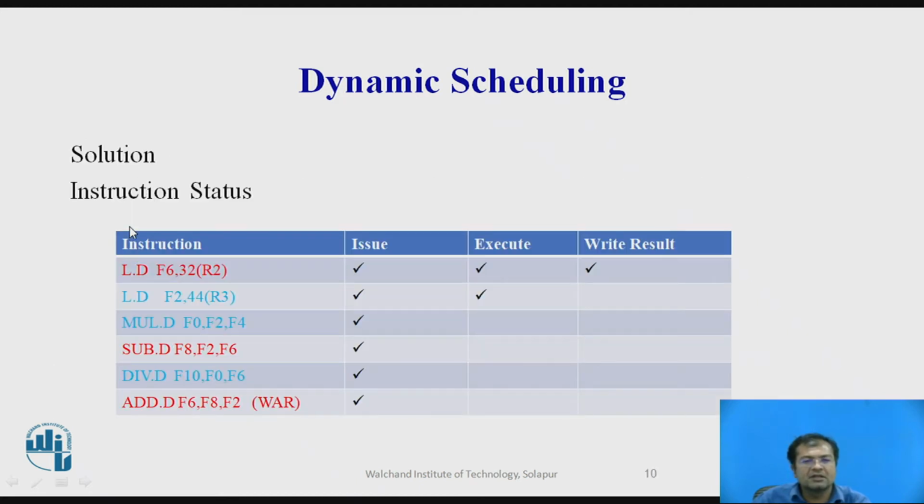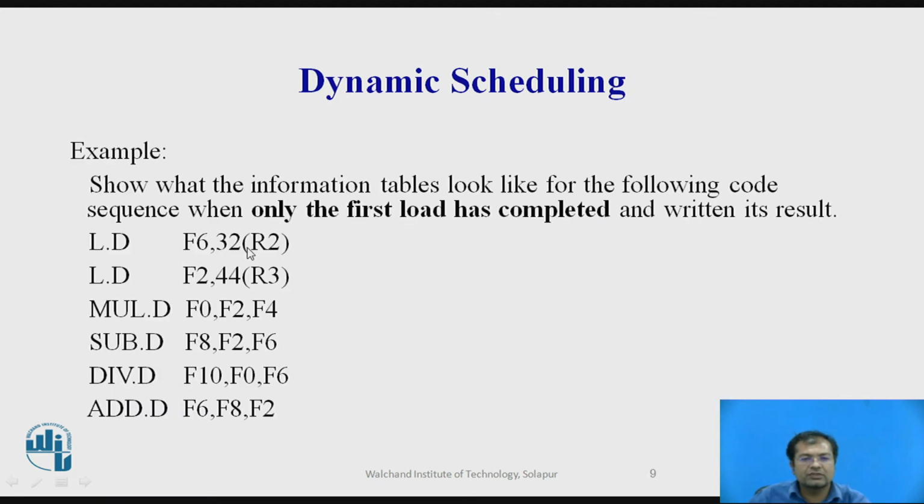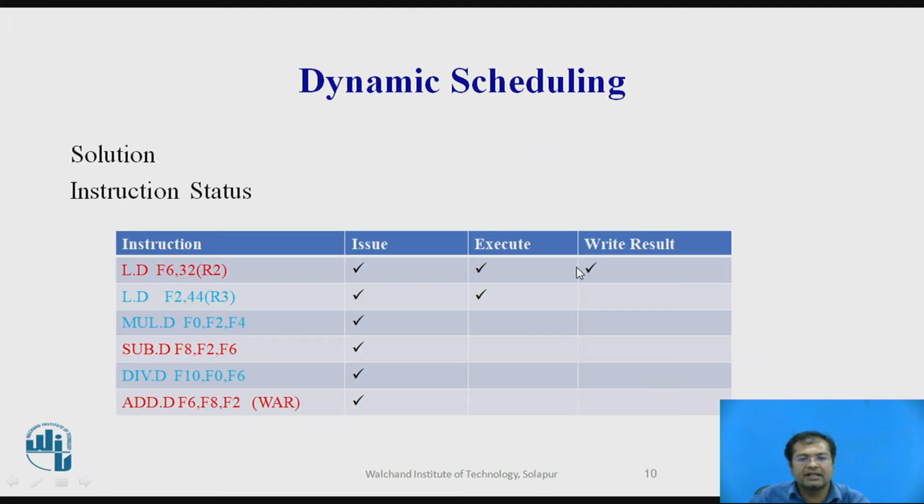The solution for this question is the instruction status. These are the instructions. The first instruction is issued, it is executed, and the result will be written into its destination F6. According to the given condition that only the first load has completed, this instruction has reached up to the write stage.